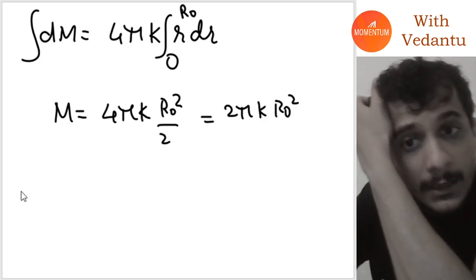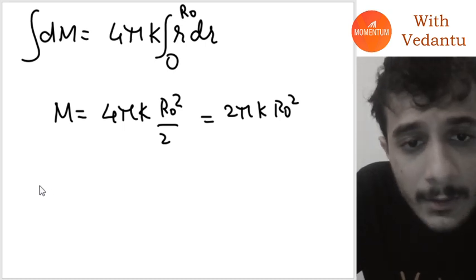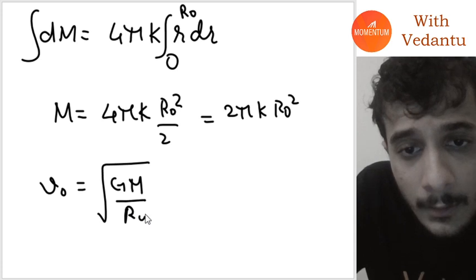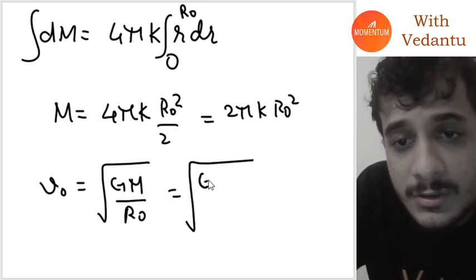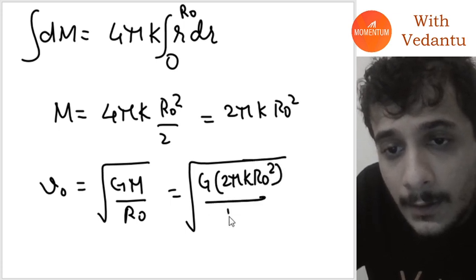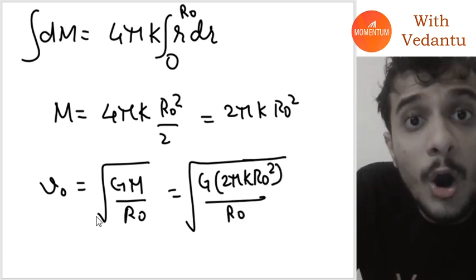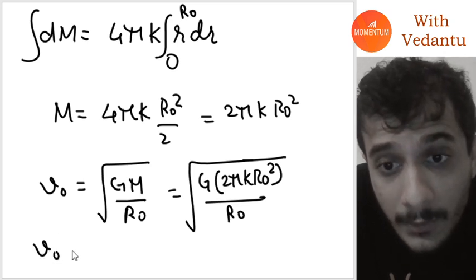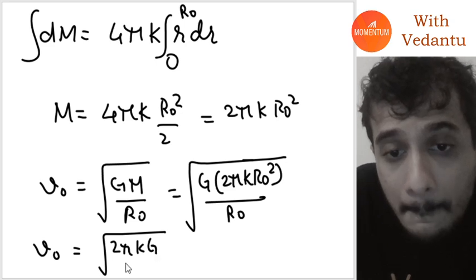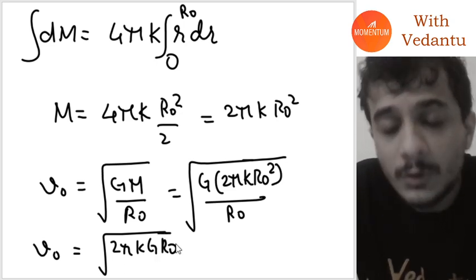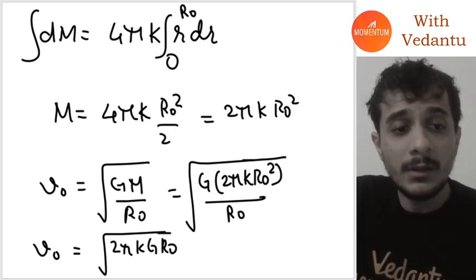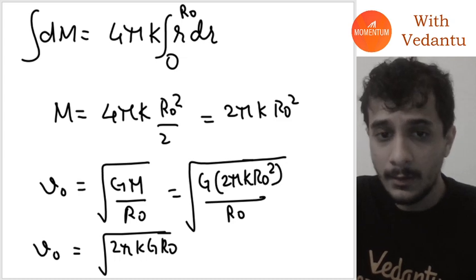This very simply gives me the orbital velocity, which was under root of GM by r naught, as under root of G into 2 pi k r naught square divided by r naught. Or the orbital velocity will be equal to under root of 2 pi k G r naught. I hope you can see this, guys. It's very, very simple. Nothing terrible happening here.